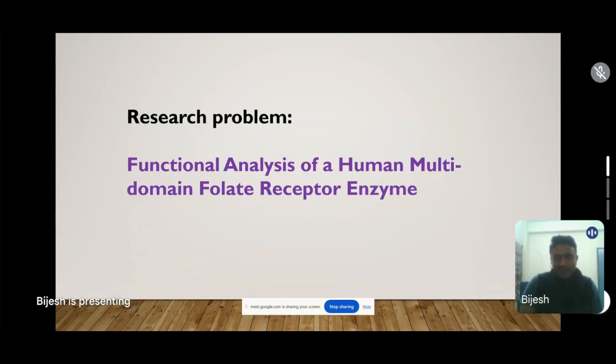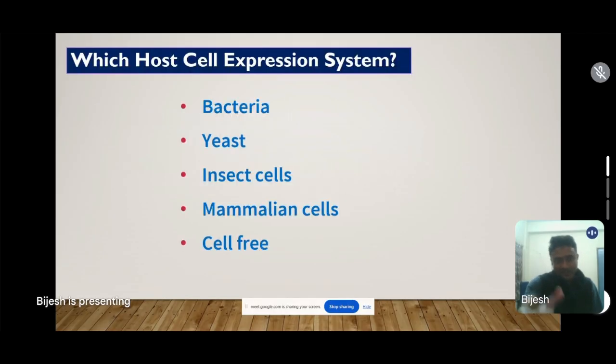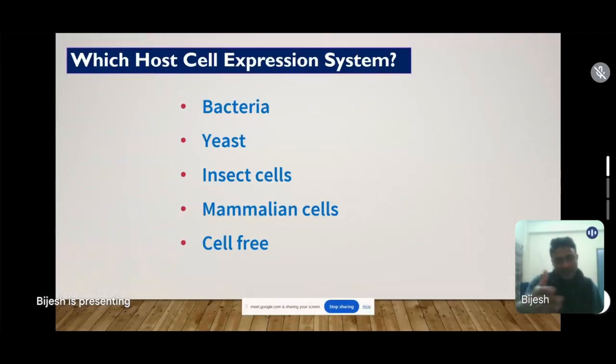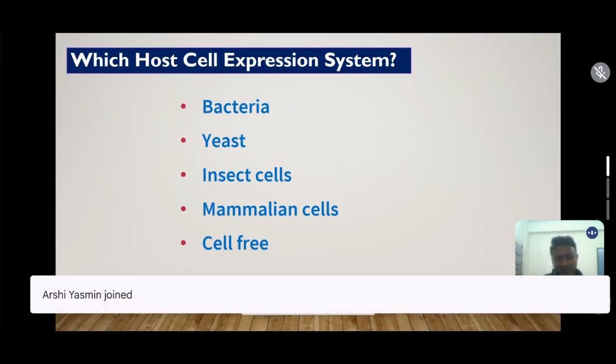So you can think about how you will do this. Like you have a multi-domain protein, how will you do the functional analysis? One easy way is to express it in some system like E. coli or yeast, or mammalian cell or cell-free system. Now, bacterial system is not so suitable for a multi-domain and complex protein. Yeast, insect, and mammalian cells are pretty suitable for this purpose. A cell-free system people generally don't use for normal proteins.